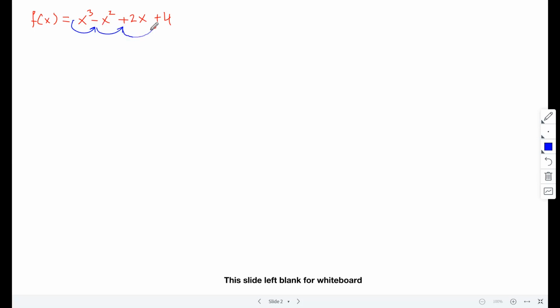Let's see how many sign changes we get. It's 1. Again, negative to positive, again it's 1, then positive to positive is 0. So there are 2 sign changes, and 2 minus 2 is 0. So there are 2 or 0 positive real zeros or positive real roots.